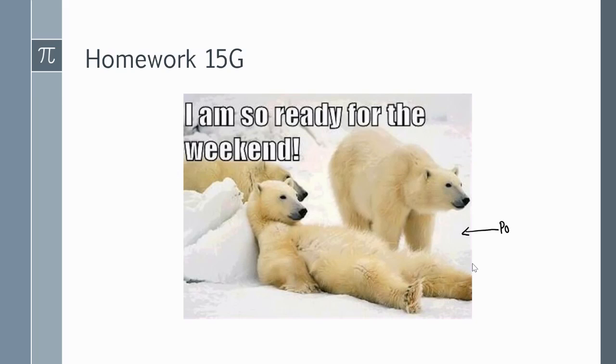And I hope you appreciate the fact that these are polar bears, no pun intended.